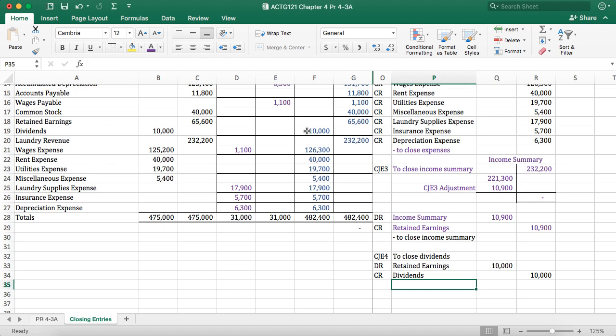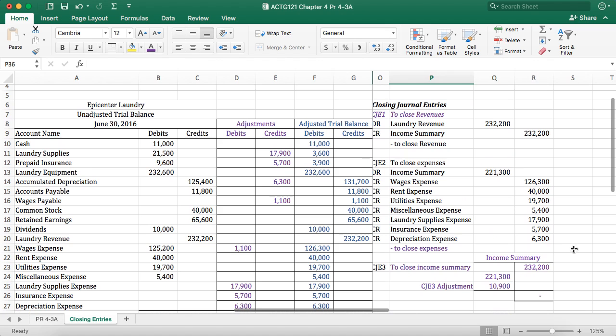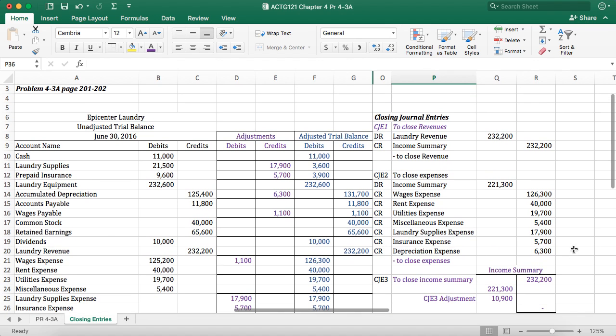So with this journal entry, I knew the credit dollar amount and I knew the account because I knew I had to close this, get this to zero. Therefore, I needed a credit. So I put the credit in first and then kind of went backwards. I leveraged what I knew to be true. So to close dividends.